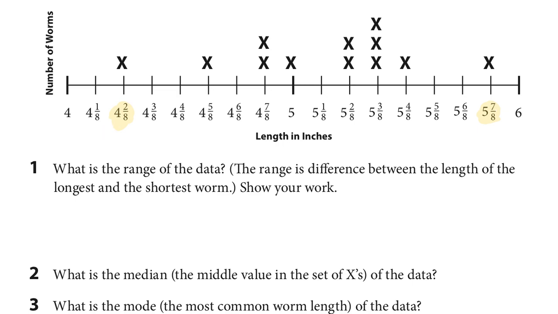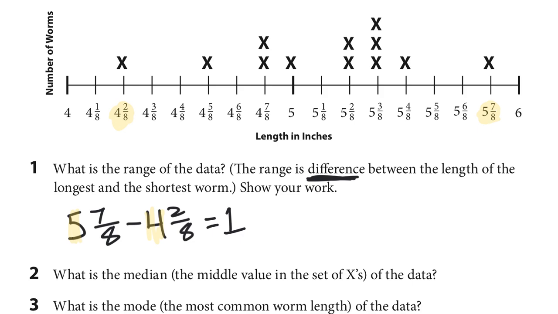So what is that equation going to look like? 5 and 7/8, and we're going to subtract, right, because difference means subtract, the shortest worm, 4 and 2/8. Well, the first thing that I'm going to do is subtract the 5 and the 4. And if I do that, what do I get? I get a 1. Excellent.